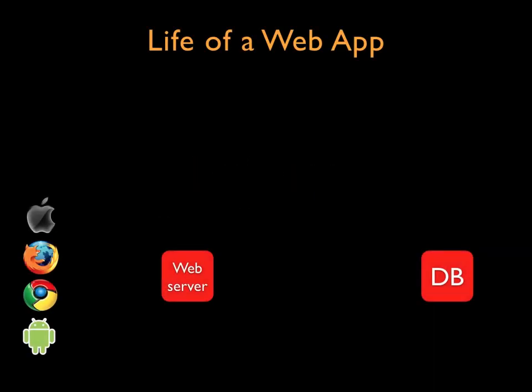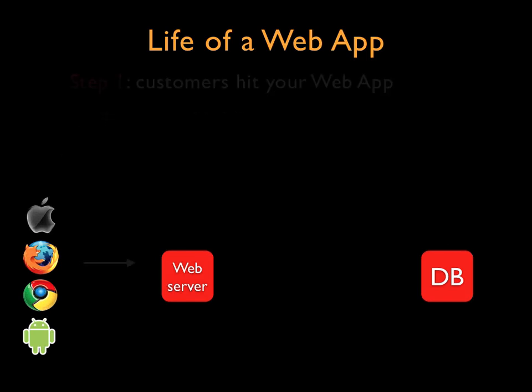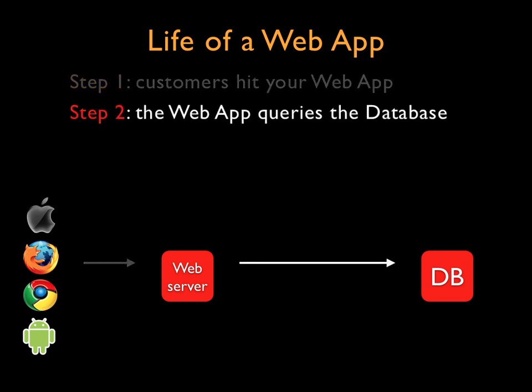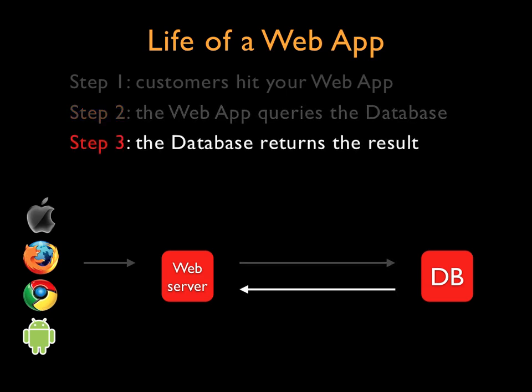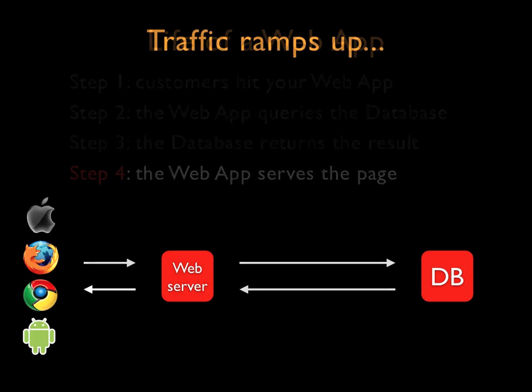This is the life of a web application. You have browsers or mobile phones on the left, web servers, and database servers. On step 1, the customers will hit your web application residing on your web server. Then the web app will query the database, which will crunch its data and then return the result to the web server. And then the web app will serve the page back to the customer. And this is, of course, all fine.